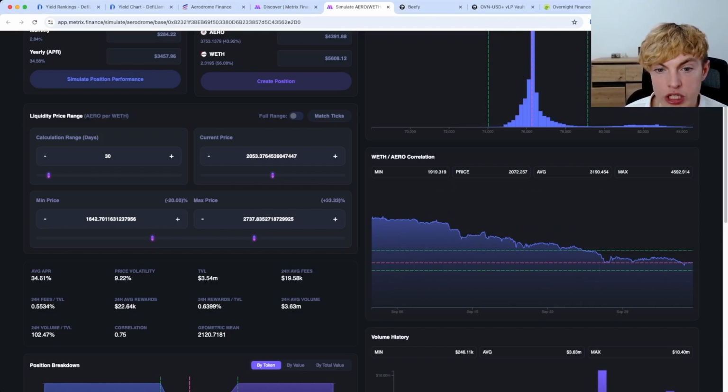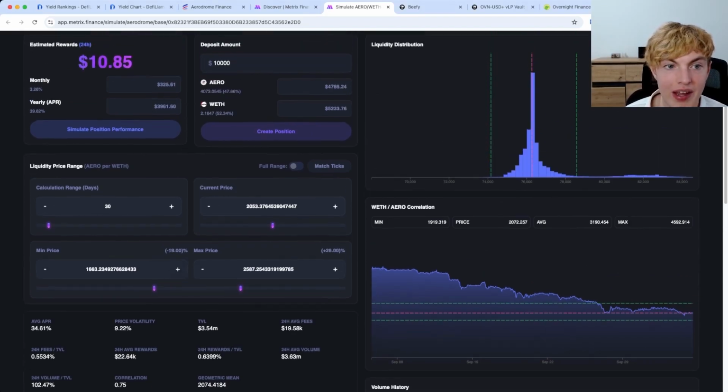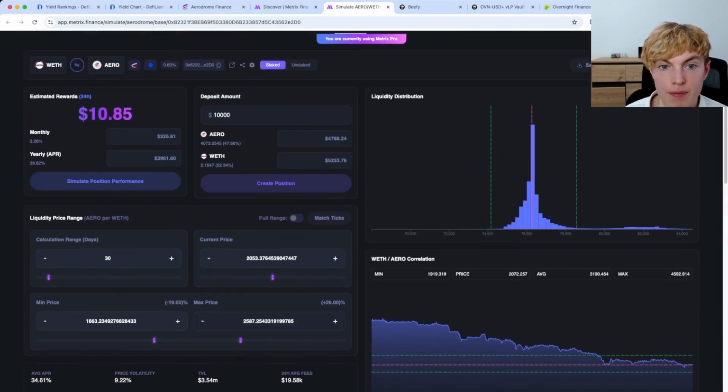Now, as far as my range goes, if I had time to manage this, I'd probably do something like 25.80 as my max price, and then about 16.63 as my min price, and I'd be sitting at about 40% APR. And that would give me about 52% Ethereum and 48% Arrow. And if you're a bit more bullish on Arrow, you can just drag the max price down more, and you can take on more Arrow exposure compared to Ethereum.